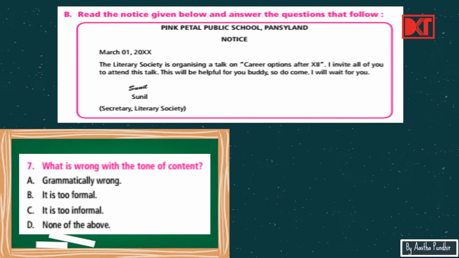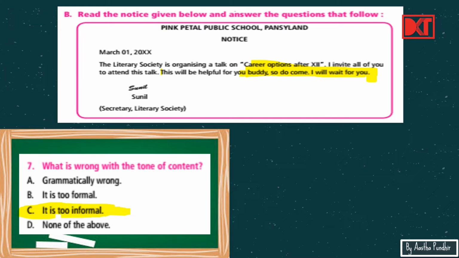Okay, here we have, what is wrong with the tone of content? Grammatically wrong, too formal, too informal, or none of the above. Now you see here, the Literary Society is organizing a talk. I invite all of you to attend this talk. This will be helpful for you, buddy. So do come. I will wait for you. Now this is actually, we can say, too informal.